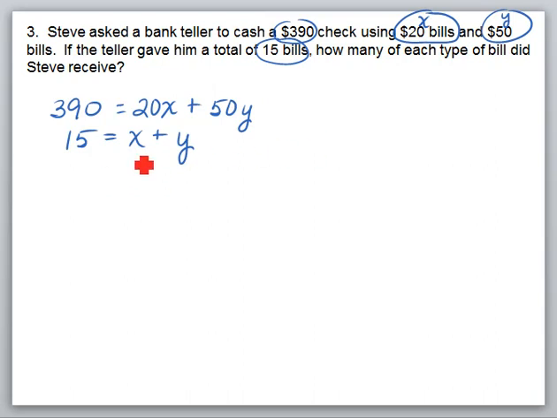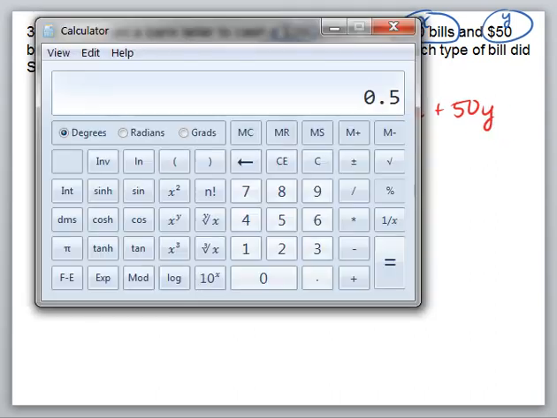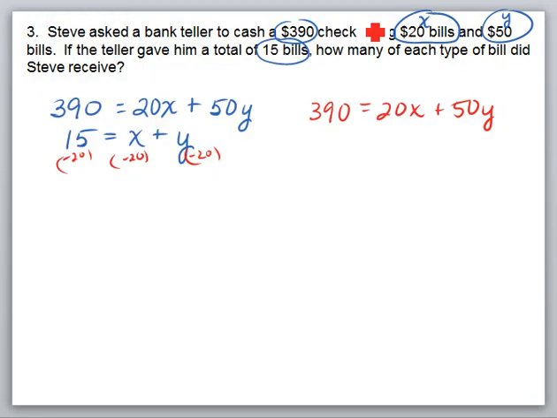This one is going to be solved easily with elimination. Probably be just as easy to multiply everything times -20. So my first equation does not change. My second equation would read 15 times -20, which would be -300, -20x, and -20y.